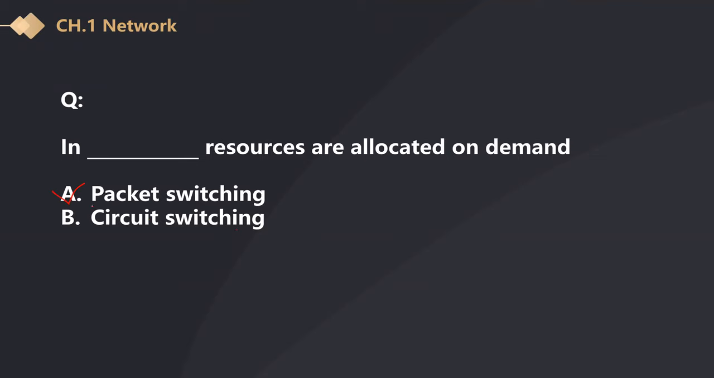And because our internet is using packet switching right now, and it is allocated on demand, it means during the night you may find your internet connection slower than in the daytime. That's the reason: if more people are using the internet, the resources will be limited.